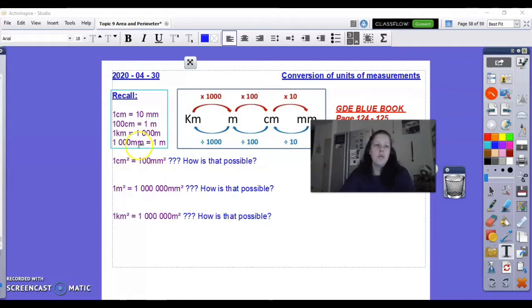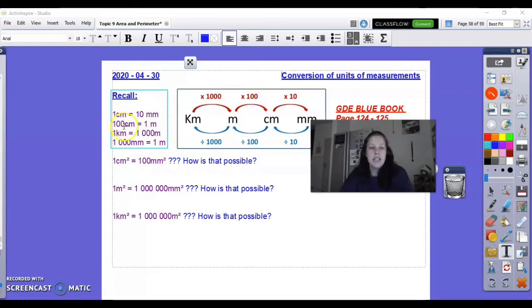So if you can recall, in this block over here, these are our famous conversions that we talk about very often, and they are the most common and most well-known and most used conversions. You need to know this like the back of your palm. You need to know this off by heart. So 1 centimeter is equal to 10 millimeters. 100 centimeters is equal to 1 meter. 1 kilometer is equal to 1,000 meters, and 1,000 millimeters is equal to 1 meter.